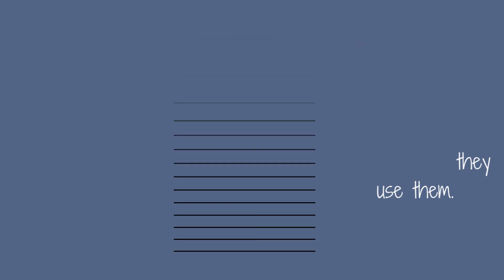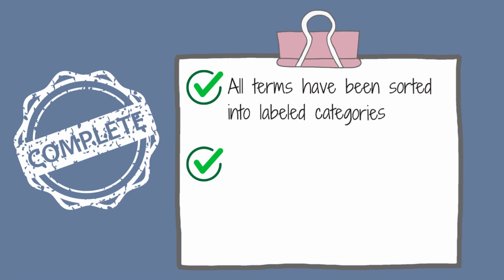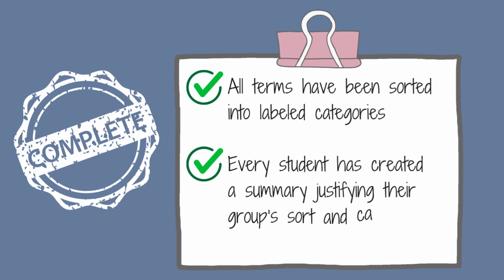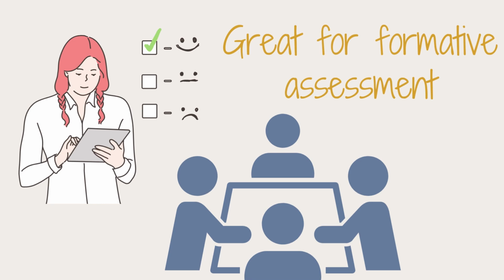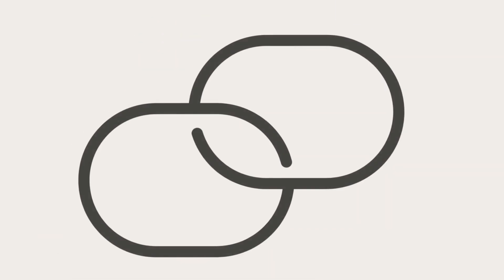The Sift, Sort, Summarize strategy is complete when all terms have been sorted into labeled categories and every student has created a summary justifying their group's sort and categories. This is an excellent way to formatively assess student comprehension throughout the unit, use as a review tool for the end of the unit, or incorporate previously learned content in order to make connections to the current unit.